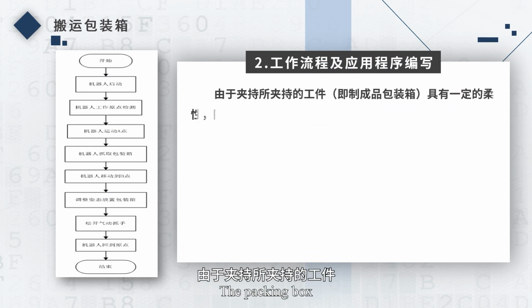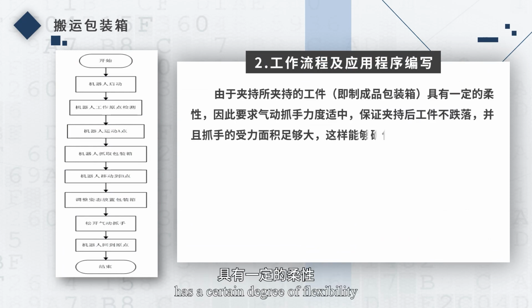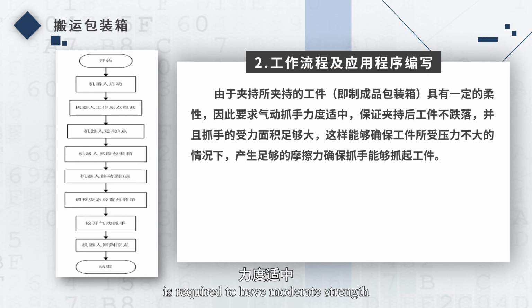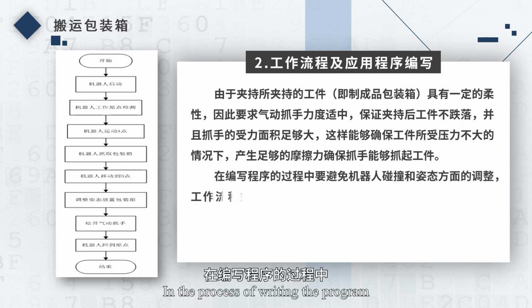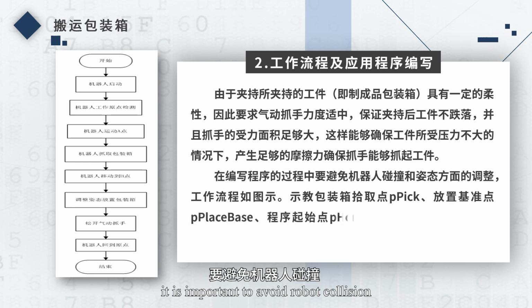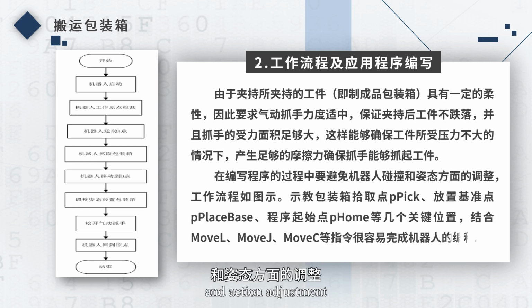The packing box has a certain degree of flexibility, so the gripper is required to have moderate strength to ensure that the workpiece does not fall after clamping. And the force of the gripper needs to be large enough to ensure that the pressure is not too small and generates enough friction to ensure that the workpiece is gripped. In the process of writing the program, it is important to avoid robot collision and to adjust actions.